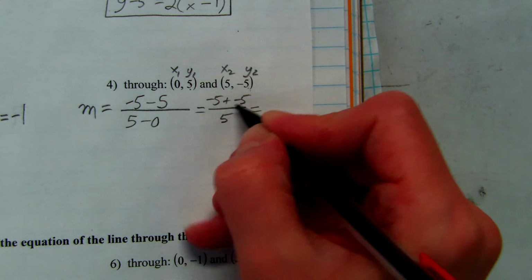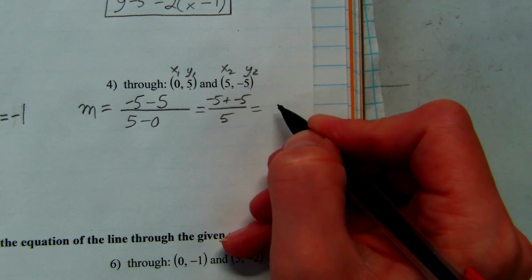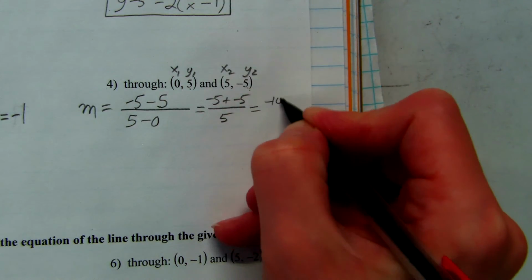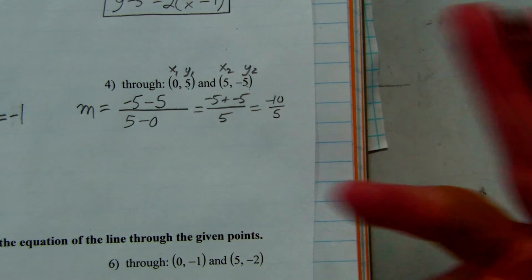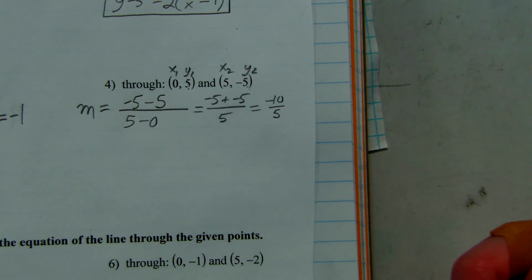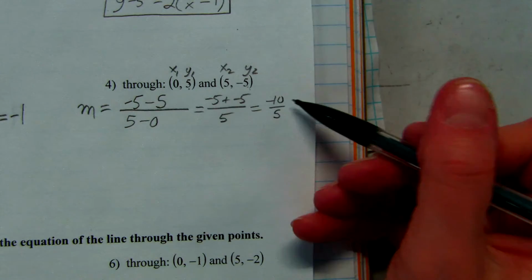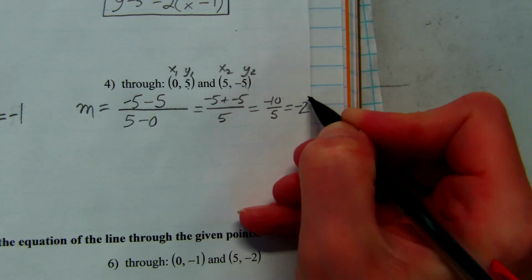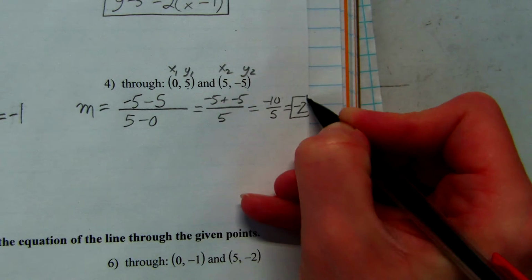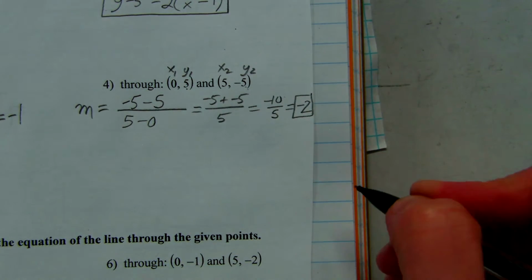What is -5 plus -5? -10. Awesome. And then if I have that over 5, can that be reduced or divided in any way? Yes, I could divide both of those by 5. I just end up with -2. So sometimes you'll have a fraction and sometimes you're going to get a whole number.